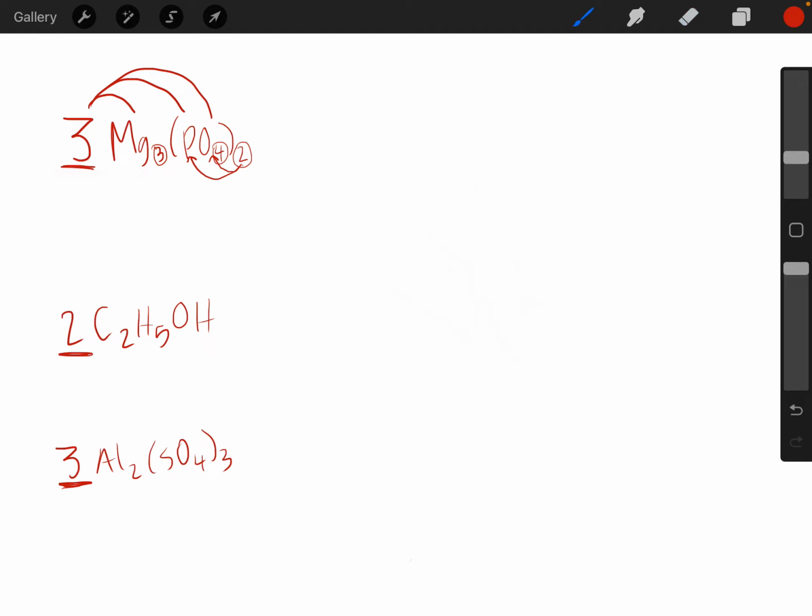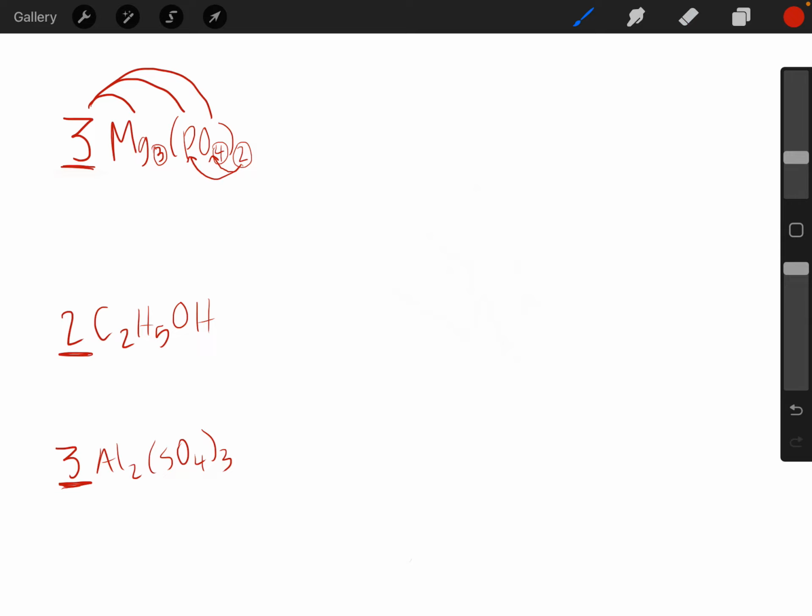to figure out how many atoms there are of each element, you're going to multiply the little subscript that's actually touching the element times the parentheses subscript, if there is one, and then times the coefficient. So everybody is affected by that big coefficient, and that is going to have a very big impact when we're dealing with balancing chemical equations.